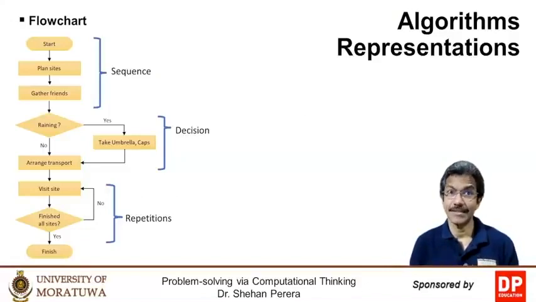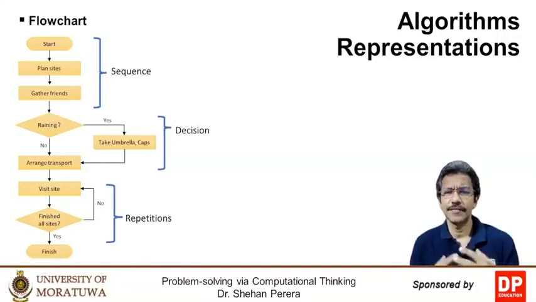We plan the sites, we collect all the people going on the trip. That is an example of a sequence of things that we do one after the other. We check to see if it is raining. If it is raining, we'll have to stay in the bus the entire day. So we should take an umbrella or a cap. But if it is not raining, we don't need to take an umbrella or a cap. So we decide whether to take a cap or not based on whether it's raining or not. That is an example of a decision in an algorithm.